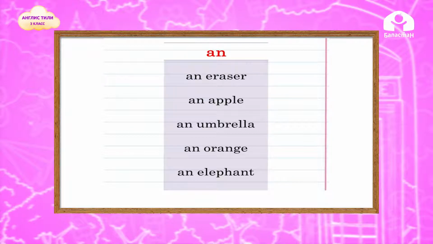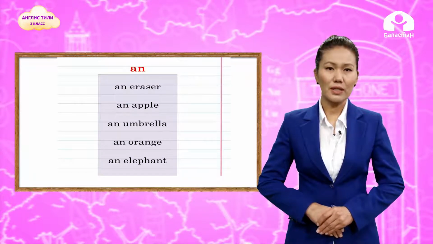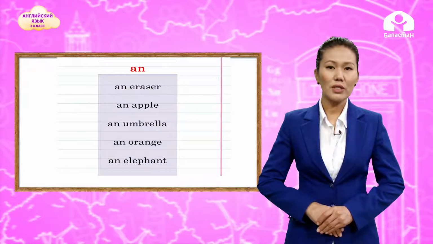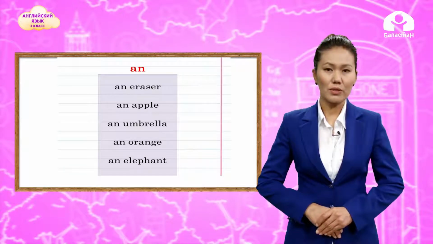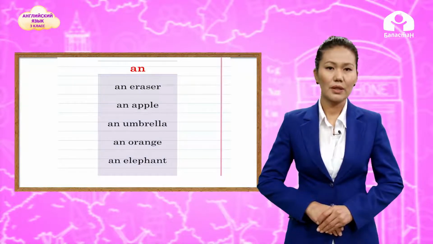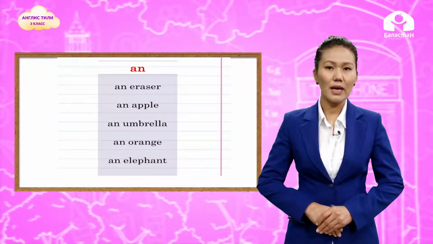Now, use of an. Read the following. An eraser. An apple. An umbrella. An orange. An elephant. These words are all names of things. They are also in singular number. But all these words begin with vowel sounds. We have used an before all of them. Now, children, let's watch the video about the articles a, an.